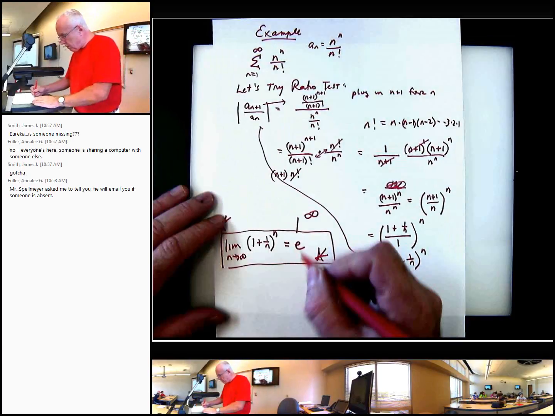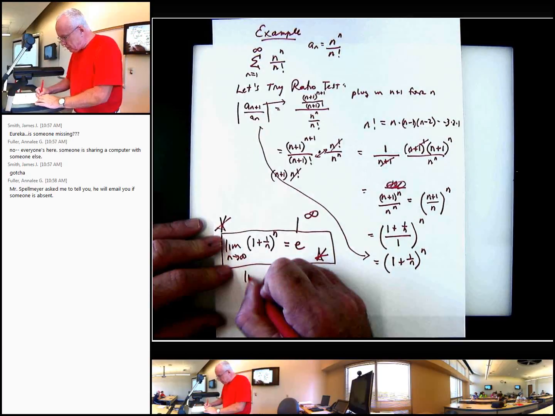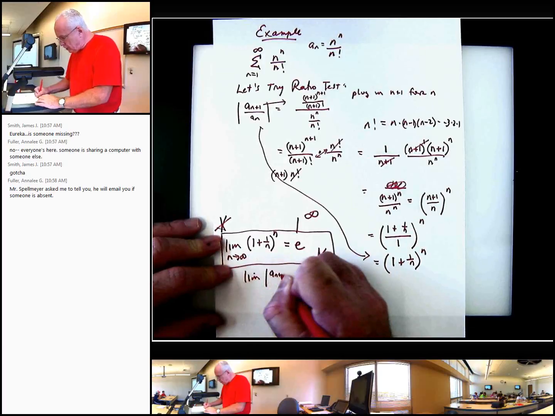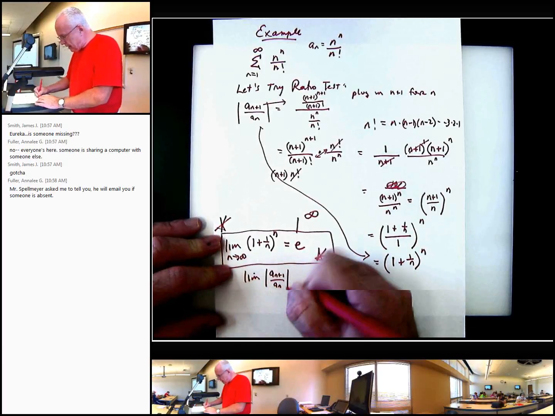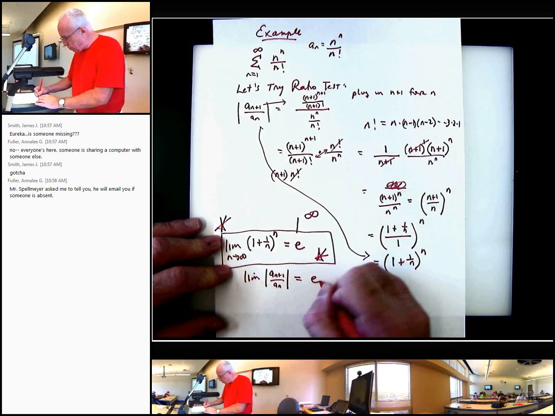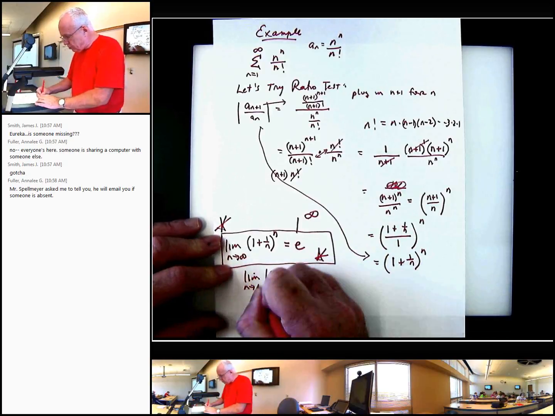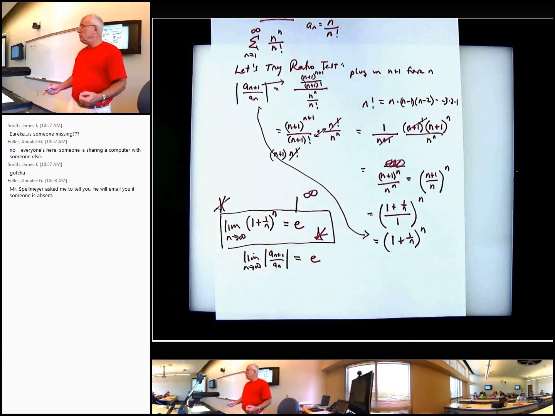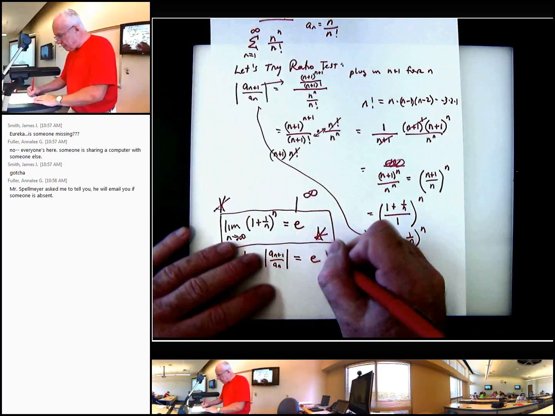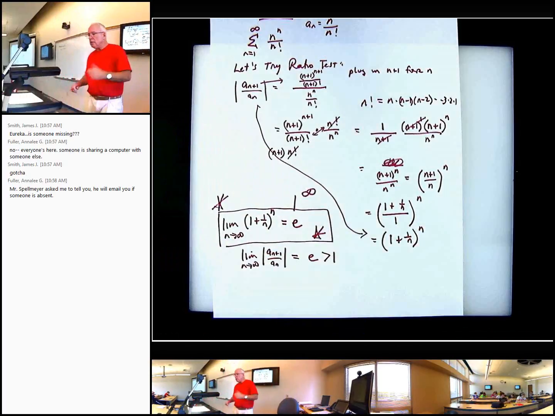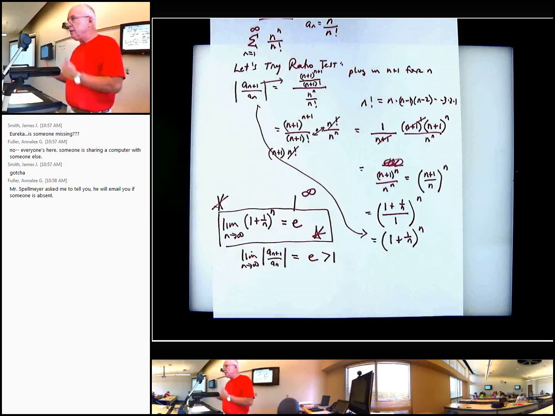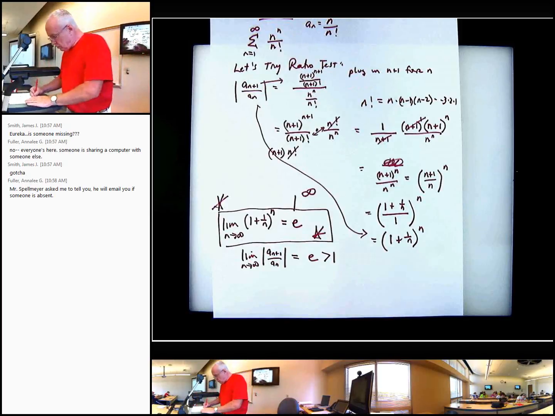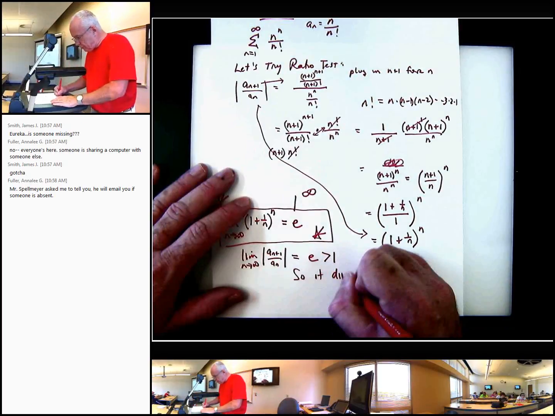So therefore we found that the limit of our ratio here, a sub n plus 1 over a sub n, we've gone through this whole process, and it equals the number e. Now, is e bigger than 1 or less than 1? It's bigger. It's 2.718. So therefore, the limit of this ratio is bigger than 1, so it diverges by the ratio test.